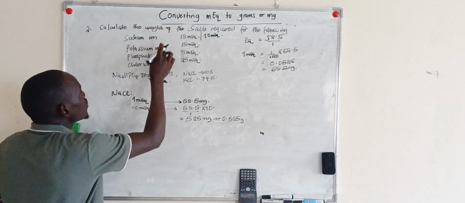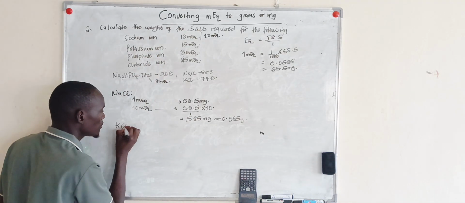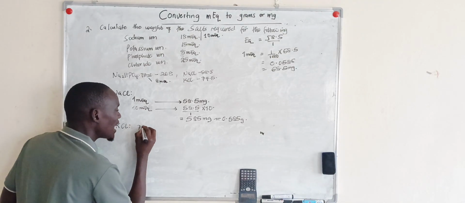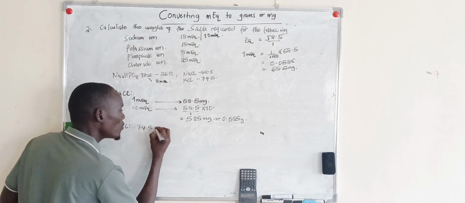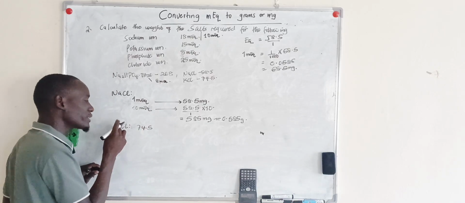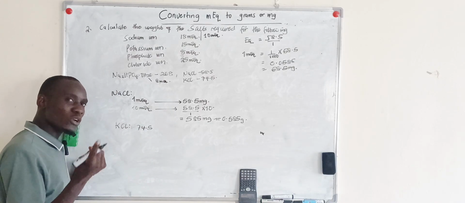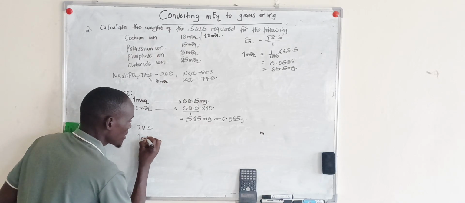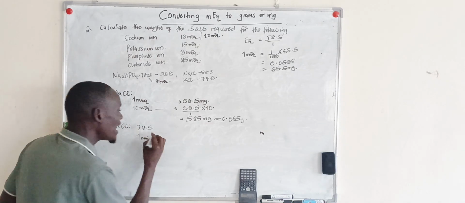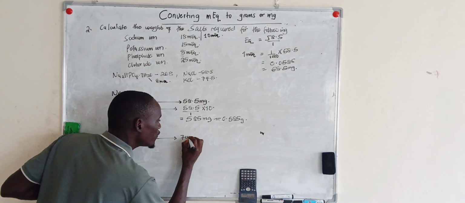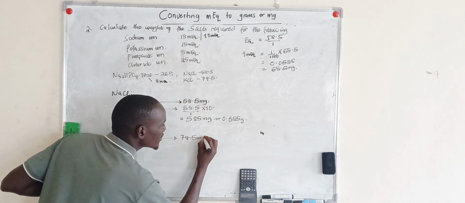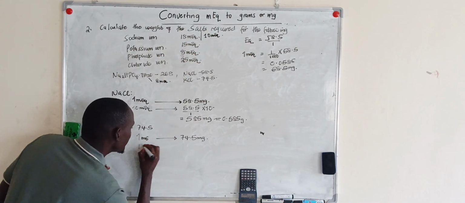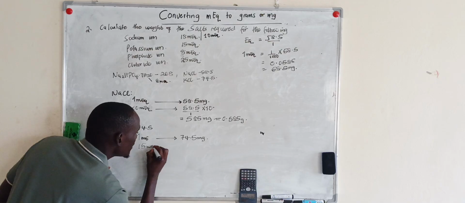So we shall go now to potassium chloride. With potassium chloride, we know it has a molecular weight of 74.5. But remember, potassium has a valence of 1. So it means that 1 milliequivalent each of potassium and chloride ion is contained in 74.5 milligrams.